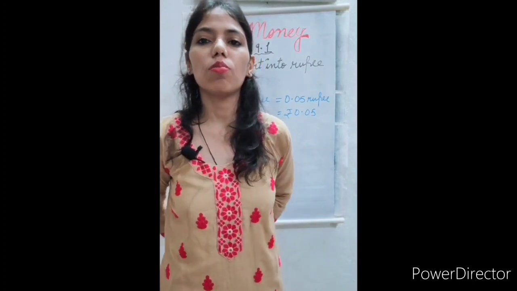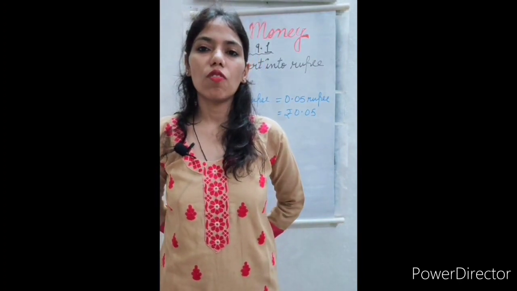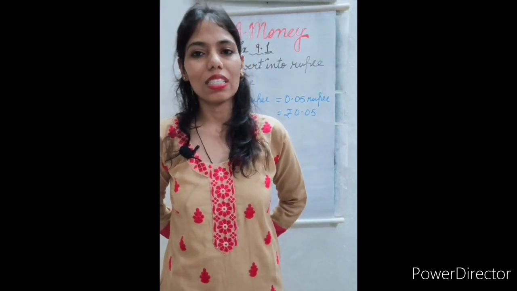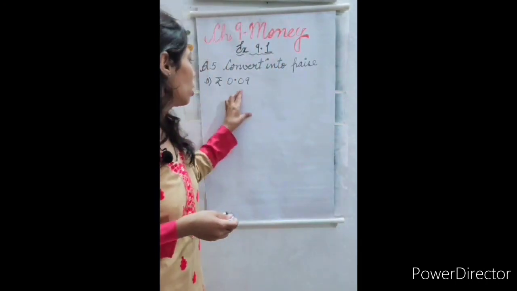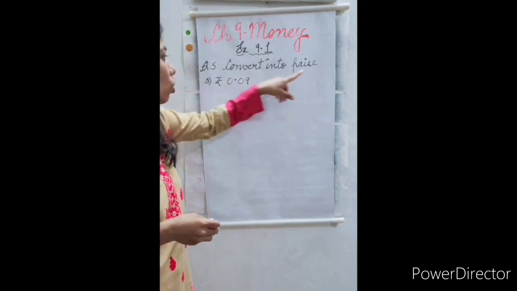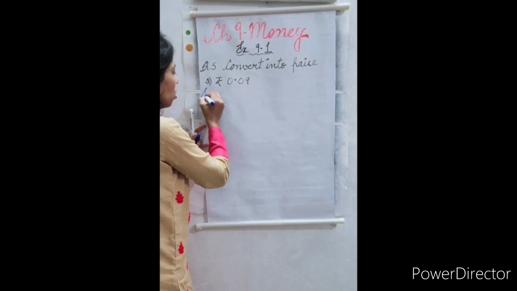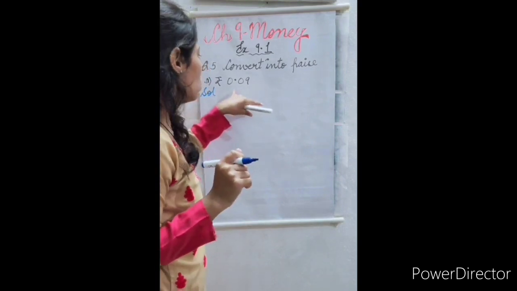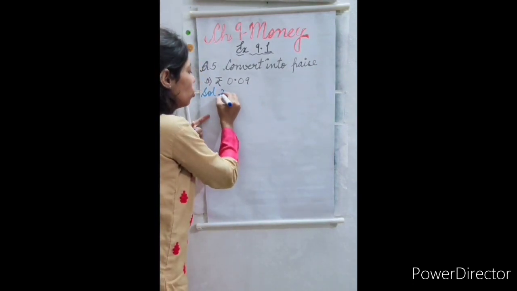Now we will start question number 5, convert into paise. Till now we were converting into rupees. Now we have to convert these rupees into paise. First part of question number 5 is rupees 0.09. Here we have to convert this bigger unit into the smaller unit, paise. So you all know that 1 rupee is equal to how many paise? 100 paise.